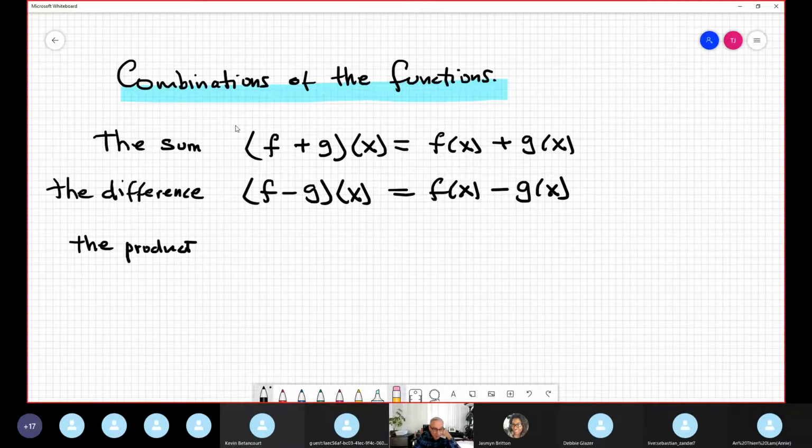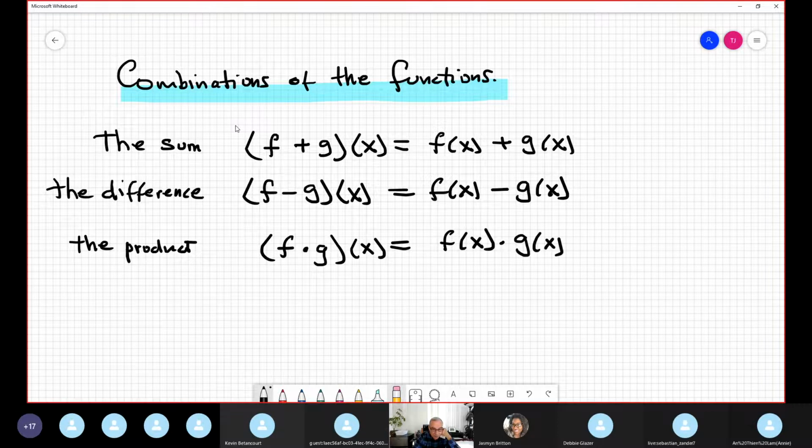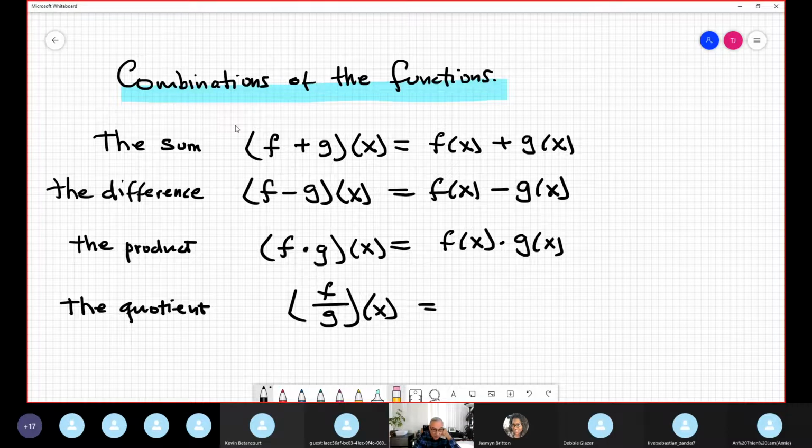The product is f dot g, because it's multiplication: f of x times g of x. And the quotient, the division, the symbolic notation is f divided by g of x, to indicate that this is a combination of the functions. This is f of x divided by g of x. Wow, this is super easy, straightforward.